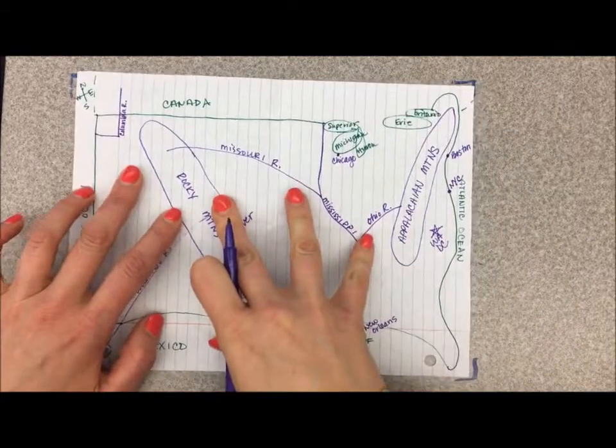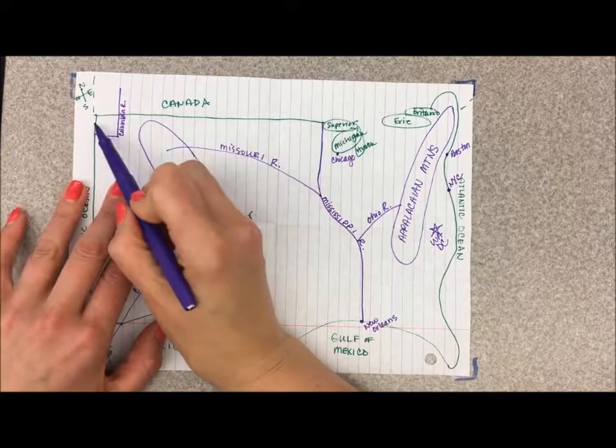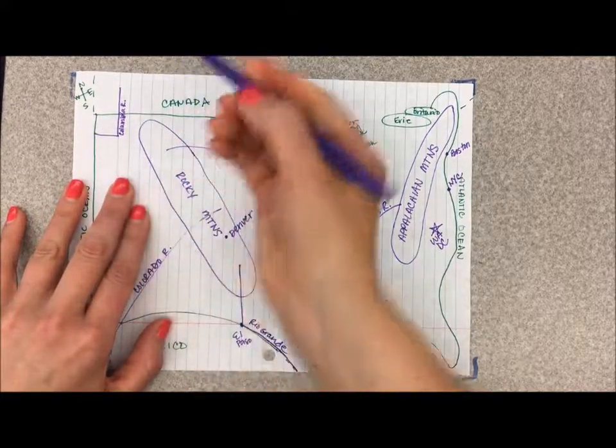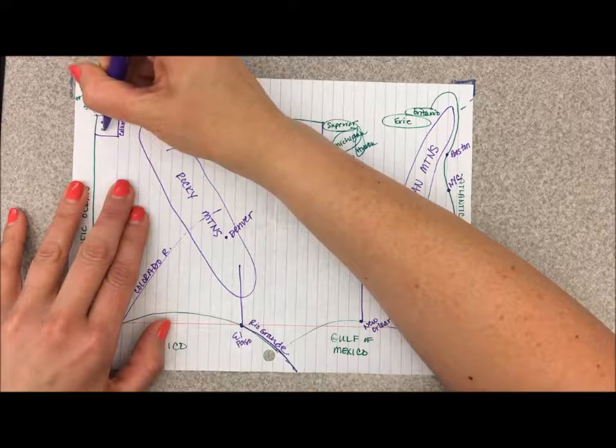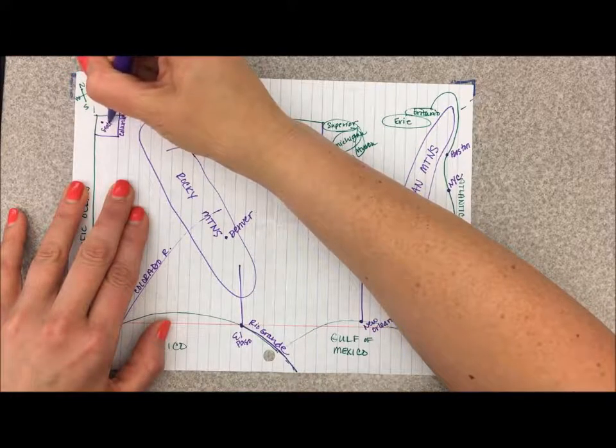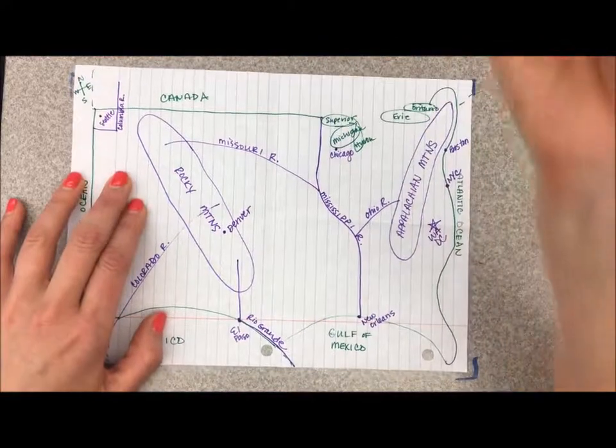While we're up in this area, we're going to label Seattle. If you made a little square here that came in from the West Coast, Seattle would be right there. So we're going to label Seattle.